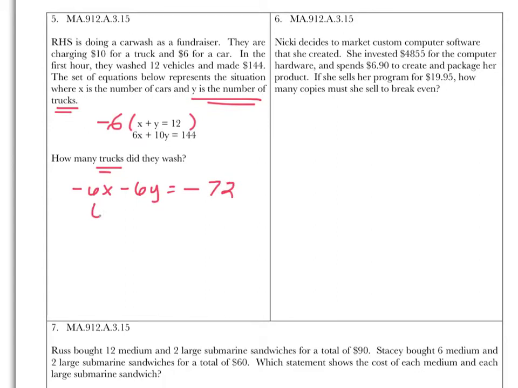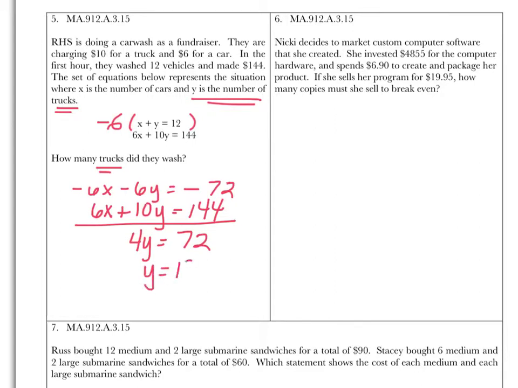The second one is, I didn't change the second one, didn't need to, right? So when I add them together, I'm going to get 4y is equal to 144. Divide both sides by 4. And I get y is equal to 18. And y is the number of trucks, right? So I don't need to figure out what x is because they're not asking for that in the problem. So my answer is 18 trucks.